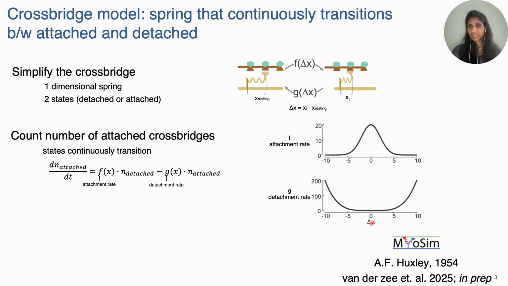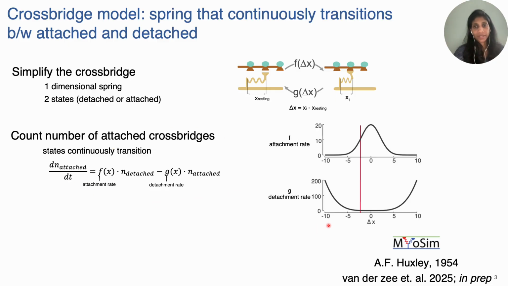Now, our x-axis is delta x, and delta x is really the difference between the resting length of the cross bridge and the current length of the cross bridge. Now, these rate functions are sample functions that I'm showing here. Immediately after this presentation, you'll get to play with changing the shapes and see how that affects force generation. But for now, let's take this example and let's see how to solve this equation on the left.